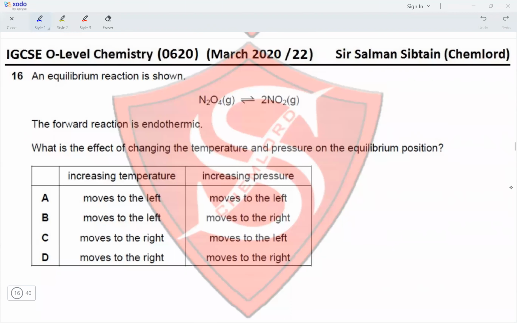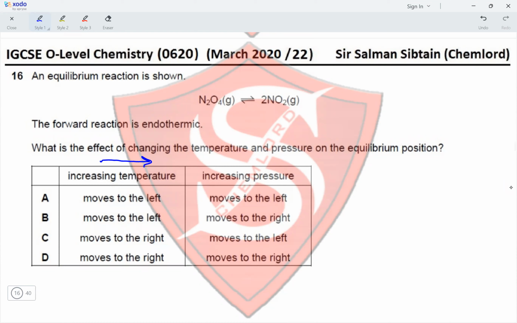Question 16. An equilibrium reaction is shown. N2O4 gas produces 2NO2 gas. The forward reaction is endothermic. What is the effect of changing the temperature and pressure on the equilibrium position? If you increase the temperature, since this is an endothermic reaction, increasing the temperature will shift the equilibrium forward.